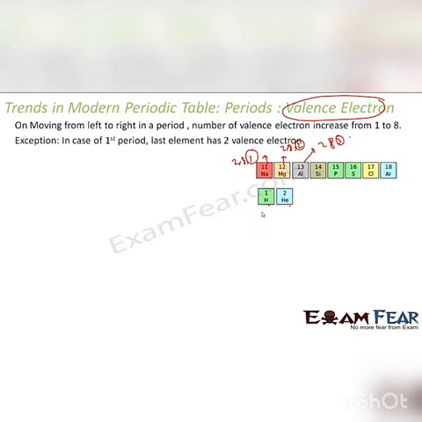Right? There's an exception in the case of the first period, this one. It increases from 1 to 2 only. It doesn't go to 8. And please note, I'm talking about only the 8 groups which I have discussed, 1, 2, 13, 14, 15, 16, 17, 18. Because if you take the middle groups, the properties are different. It is complex, right? We're not taking that. We'll take only these groups, and we're assuming that the periodic table has only these groups. And then we are talking about the trends. So this one goes only till 2 and the others go till 8, only for those groups I have discussed.